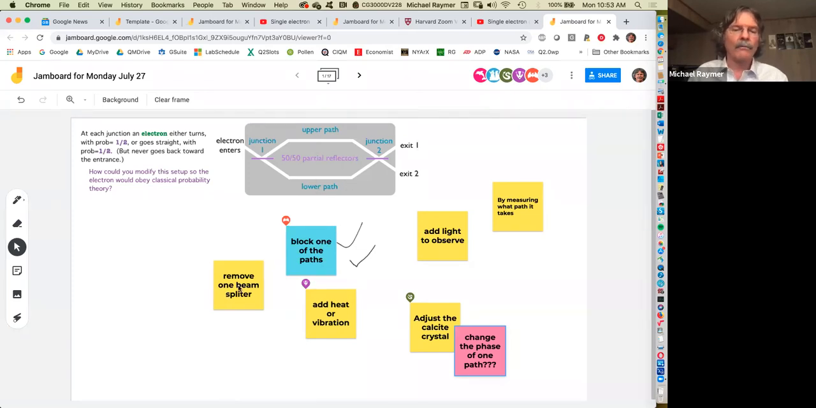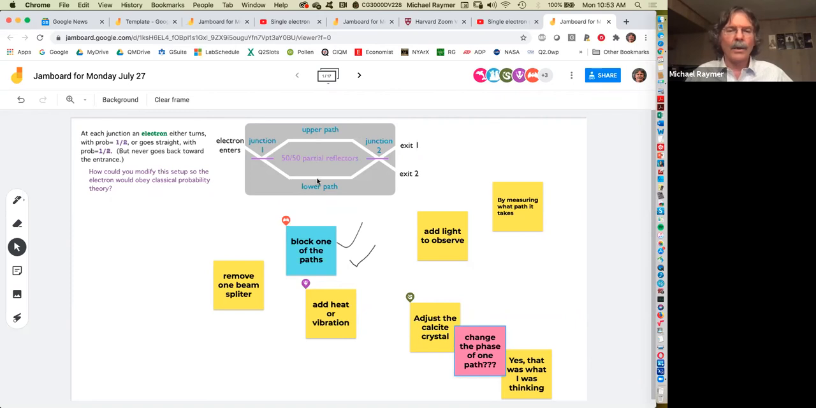Here's a new one I hadn't thought of. Remove one beam splitter. I like that one. That's thinking out of the box. We just take away a beam splitter, and now there's only one way to get there. Cool. Add heat or vibration. That's a very nice one. I hadn't thought of that one, although it's somewhat hinted in the book, I think.